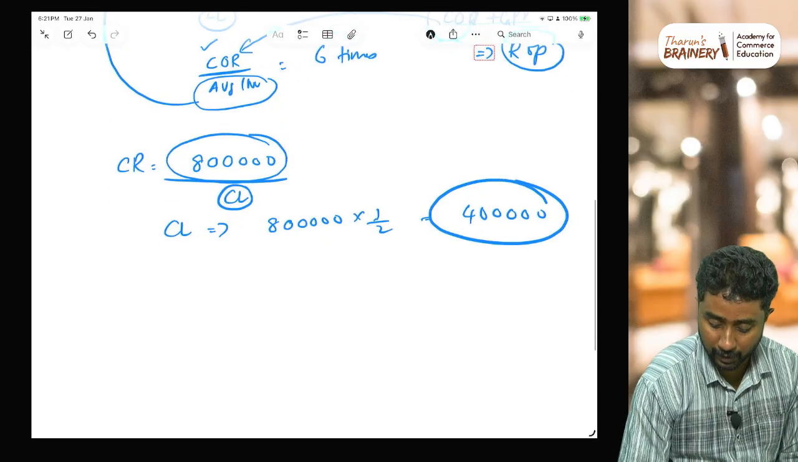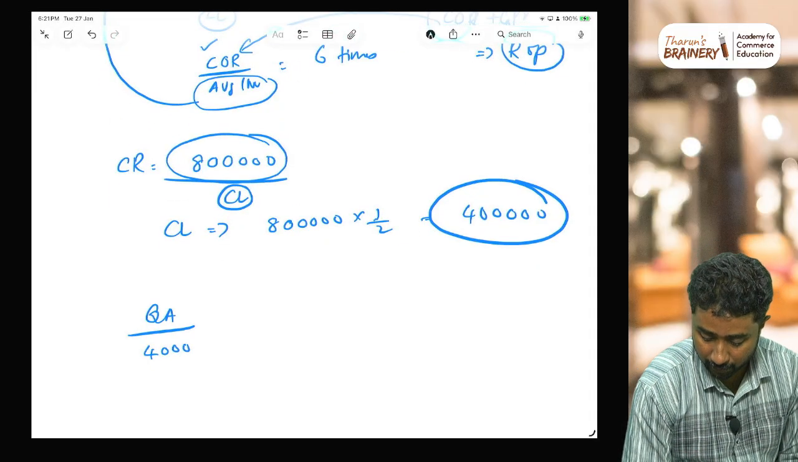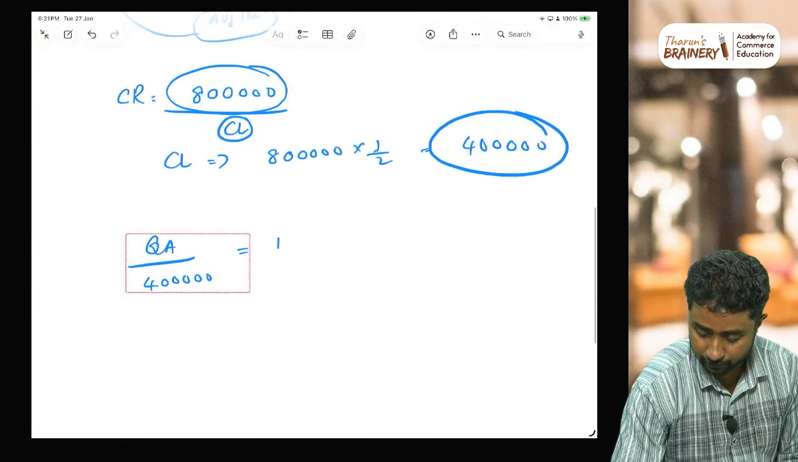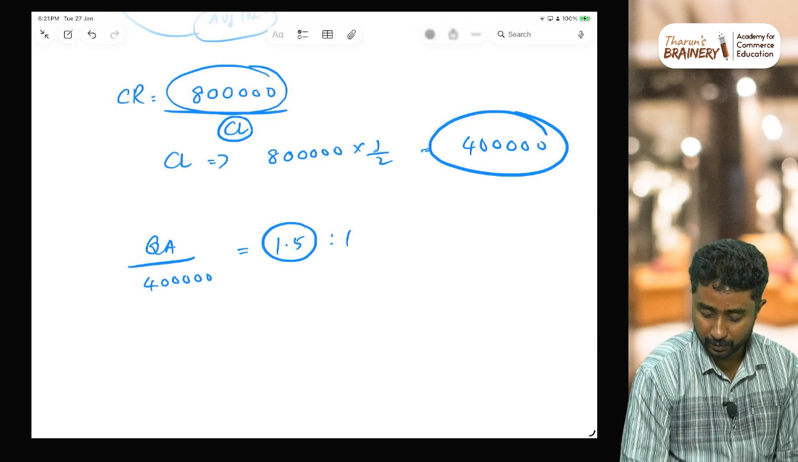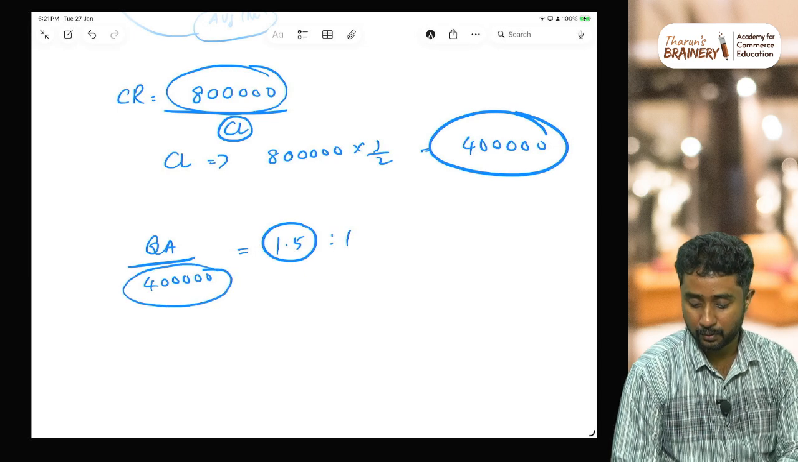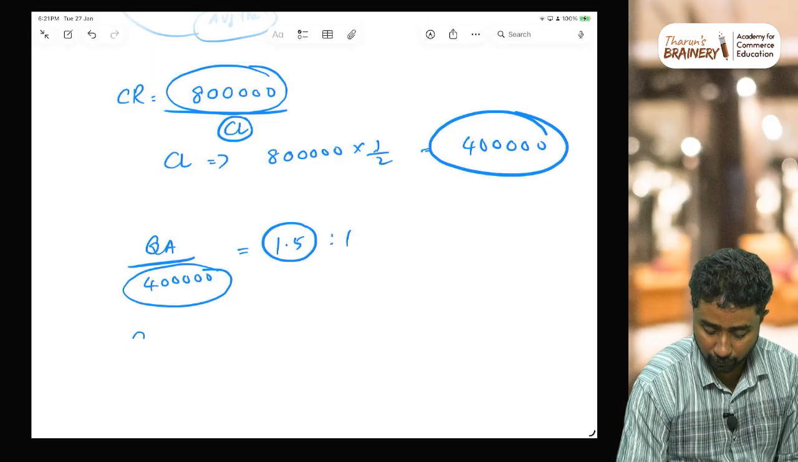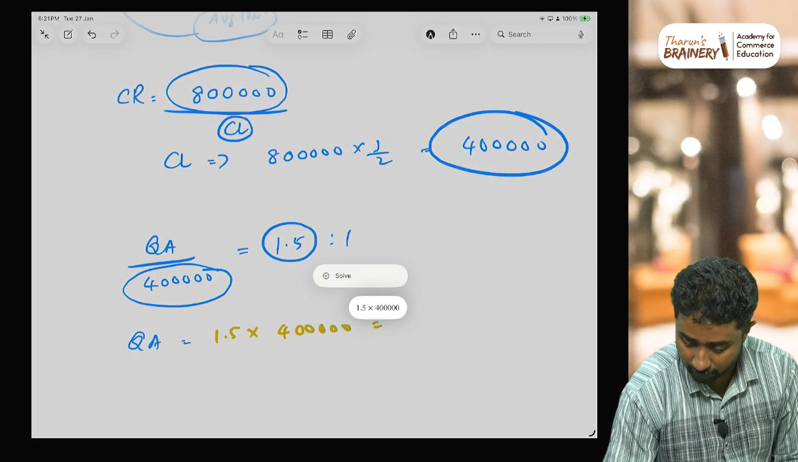Now you got current liabilities, 4 lakh. Quick asset by current liability is 1.5 is to 1. That means if current liability is 1, quick asset is 1.5 times 1. That means quick asset is how much? 1.5 into 4 lakhs, which will give us 6 lakhs.